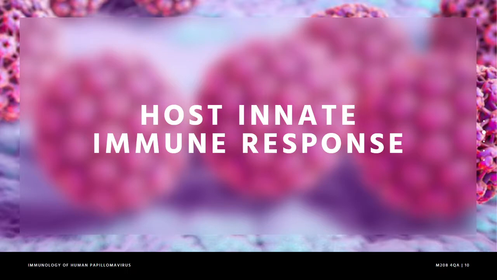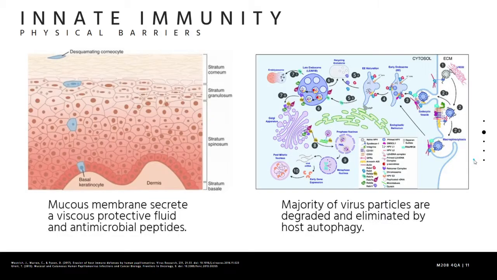Different innate immune responses allow the host to fight off this viral pathogen, and some of those are physical barriers. So recall that the native host cell of HPV are the basal keratinocytes, and this preference or tropism actually plays to our advantage, right? Because HPV first needs to translocate across skin and mucous membranes. But these mucous membranes are a physical barrier to virus infection because they can secrete viscous protective fluid and antimicrobial peptides.